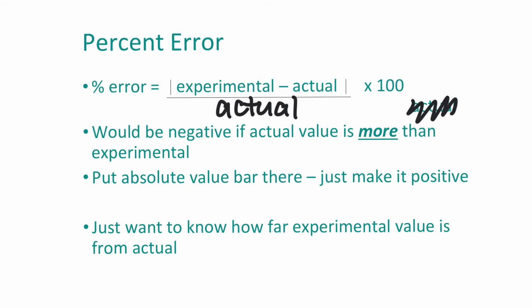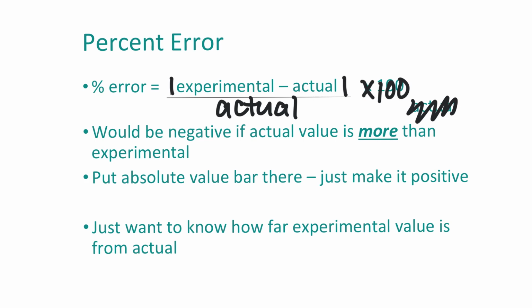Okay, so percent error is defined as the absolute value of experimental minus actual, divided by actual, and then you multiply by 100 when you're done that. Now, what do these bars mean? Do you remember that from math class? That means absolute value. So essentially, it doesn't really matter if you do actual minus experimental or experimental minus actual, because you're just going to make the number positive. But what does matter is that you divide it by the actual number.